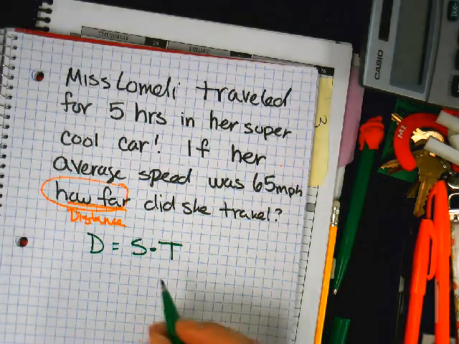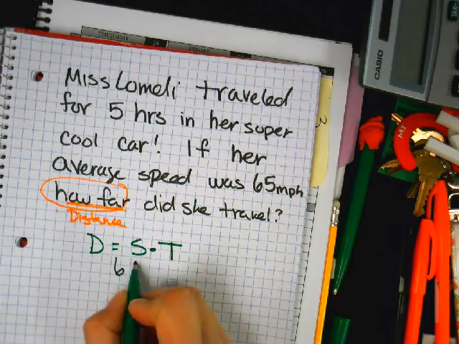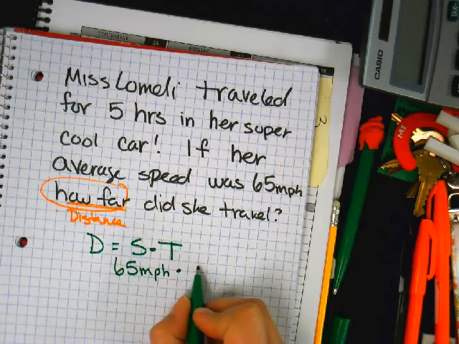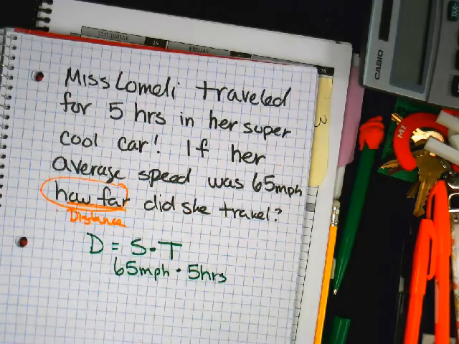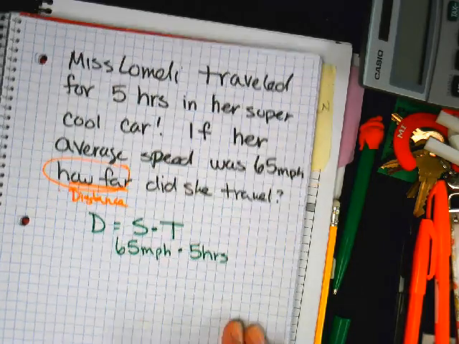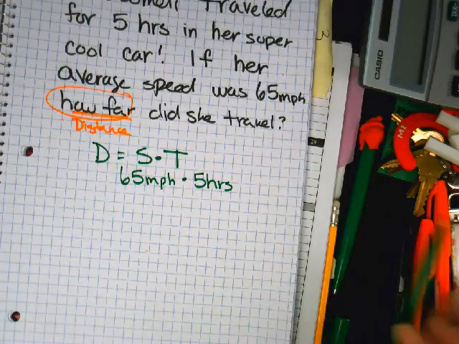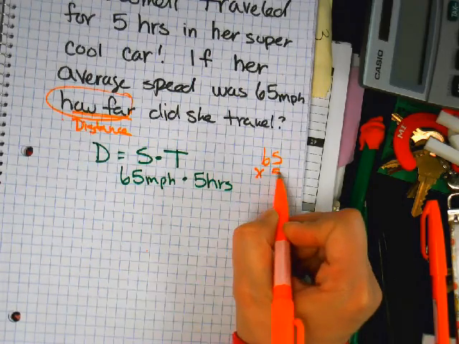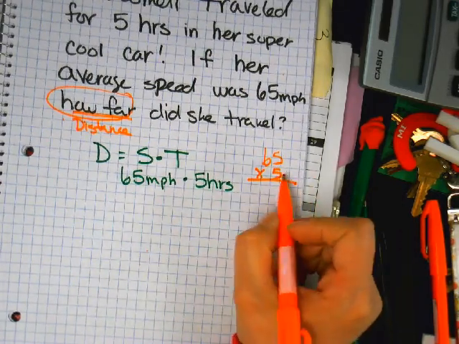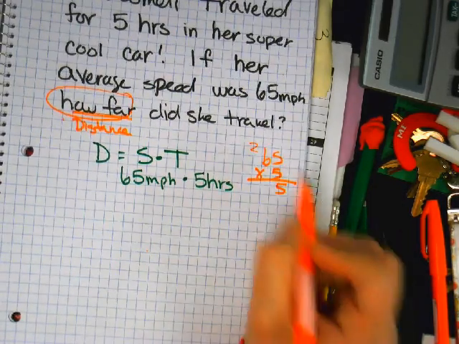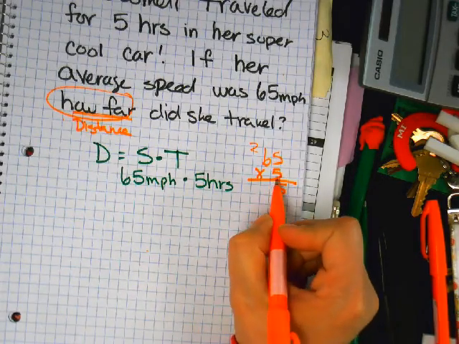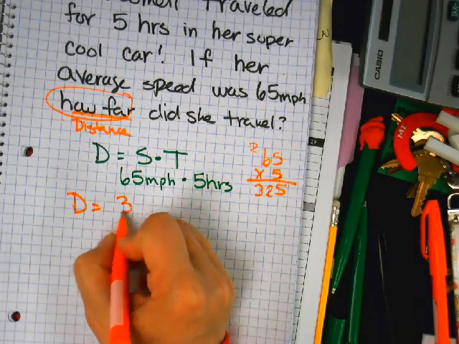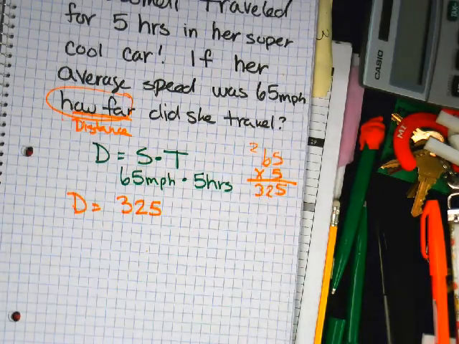What's your speed? 65 miles per hour times, what's my time? 5 hours. Notice I'm writing down the units because I will be grading you on units. All right, what's 65 times 5? 5 times 5 is 25, carry the 2. 325, thank you. So my distance is equal to 325 what?